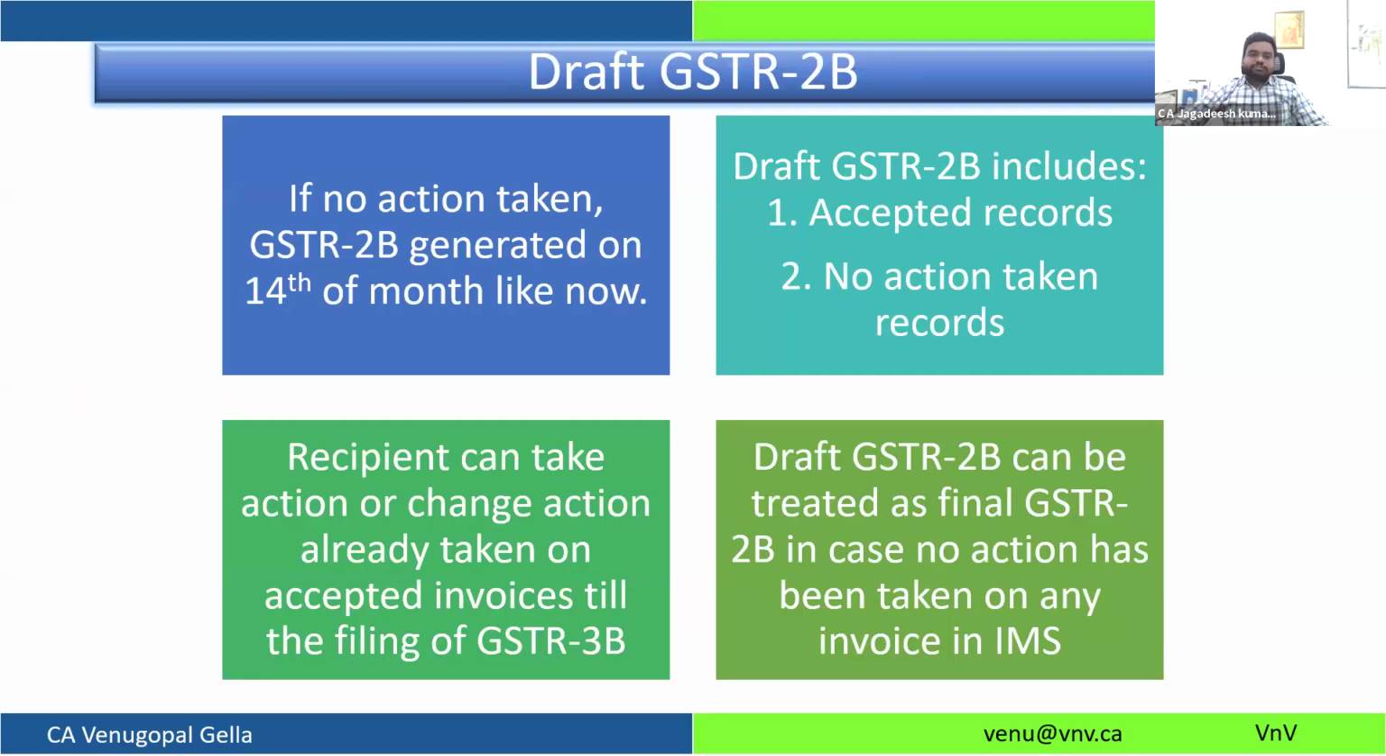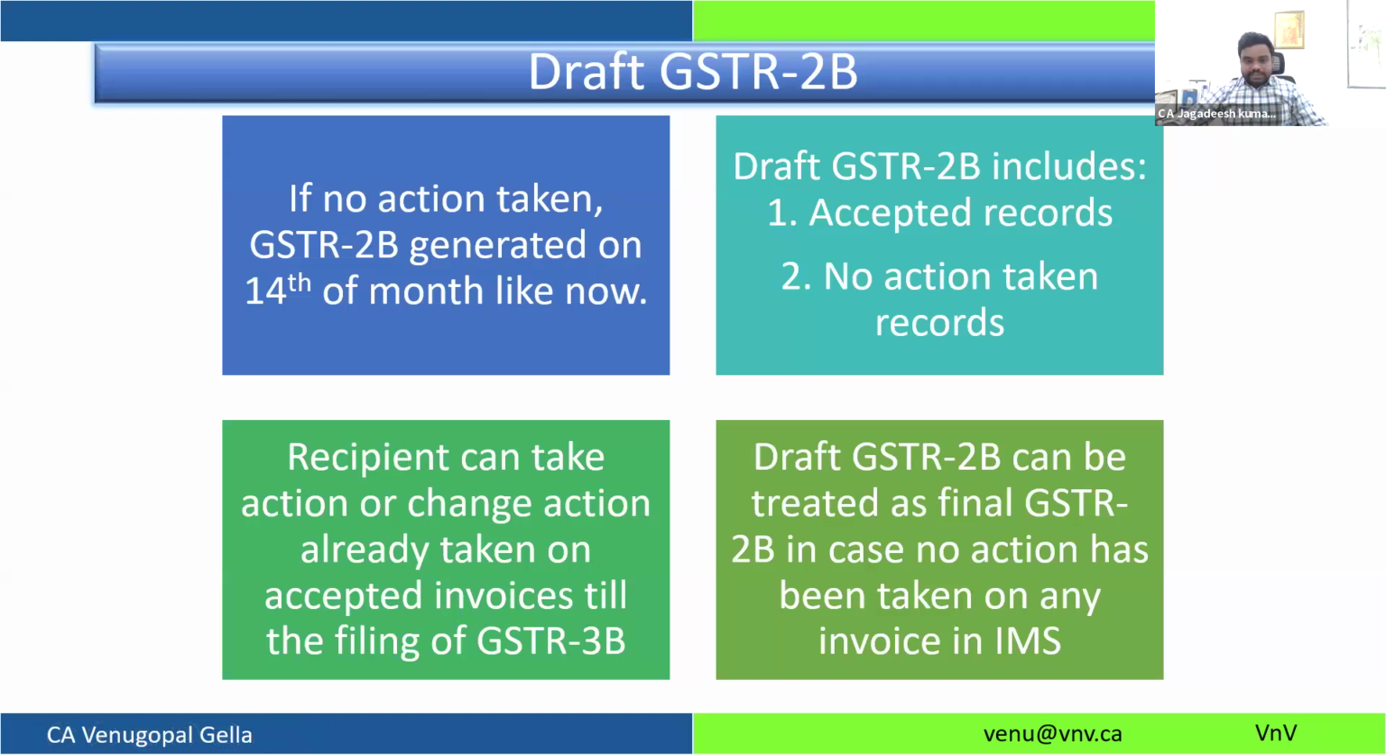Now the draft GSTR-2B. If I have not taken any action, GSTR-2B will be generated on the 14th of the month. The way GSTR-2B is generated now, the same way it will be generated, because all the records will be deemed accepted. So draft GSTR-2B includes accepted records and no action taken records. Even no action taken records are deemed accepted.